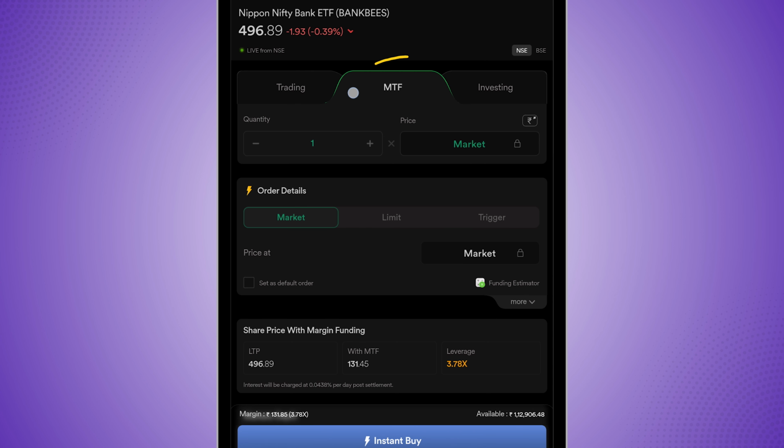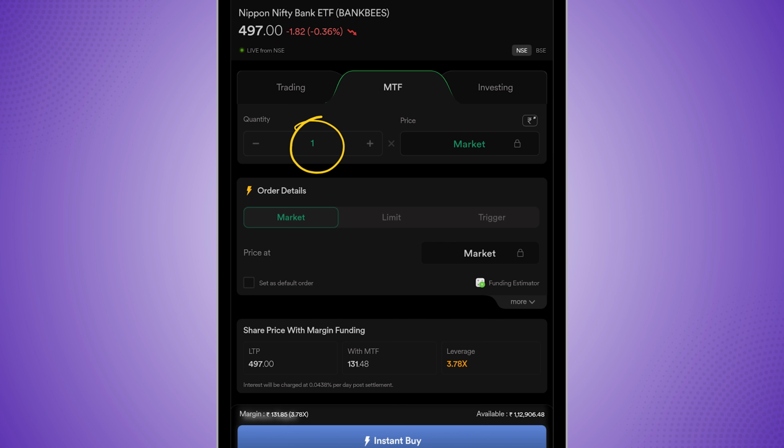So this is MTF on, say, Bankbees, and let me show you how a test transaction would work over here. And there are a few important things to know. First thing, I am taking this trade right now as an example, and I'm going to take a small quantity only to show you how this trade works. This is not a recommendation, or I haven't done a study on whether you should buy this or not today. So let's just get that out of the way.